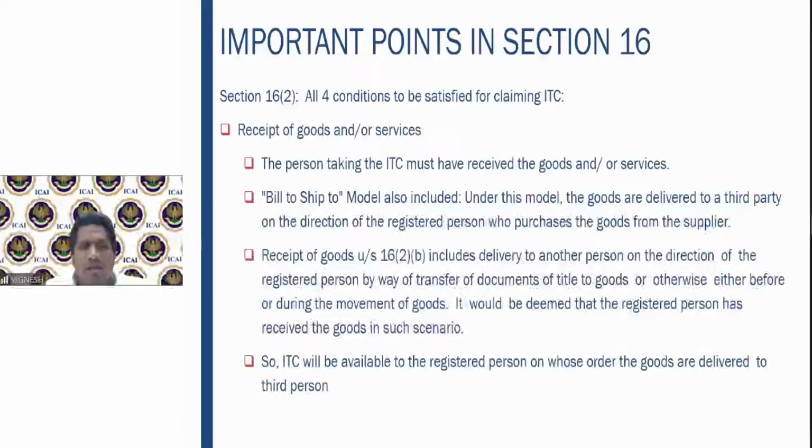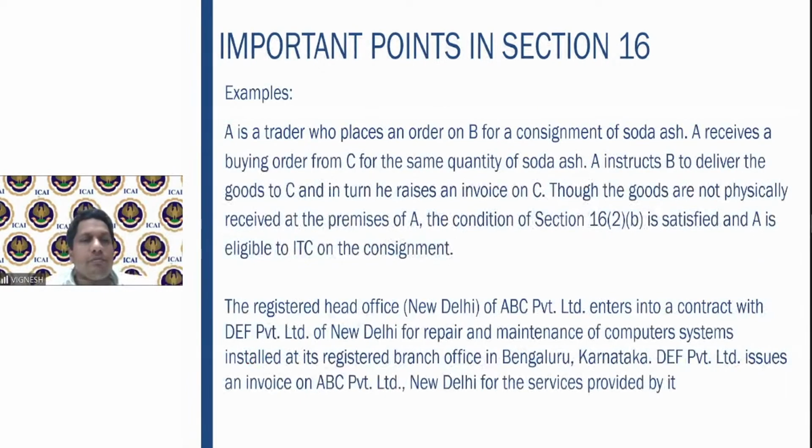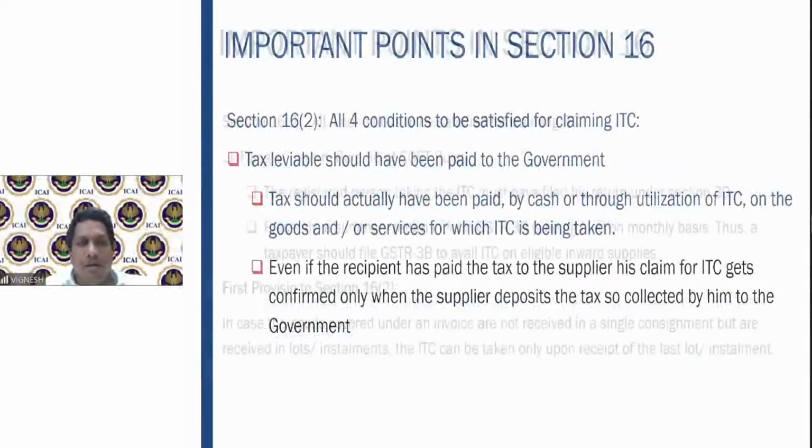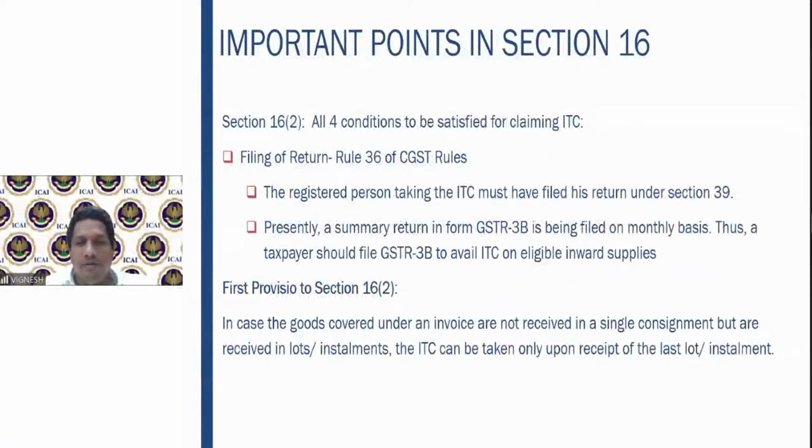Then again, what are the conditions? Receipt of goods or services. The person claiming ITC should have received. Bill to ship to model also is covered, wherever instead of delivering to the registered person, you are sending directly to the customer. That also ITC is available. And receipt of goods under 16(2)(b), including delivery to another person by way of transfer, is also treated as received in such a situation. Okay. Then further examples here, this we have already seen, and 16(2) conditions will be there.